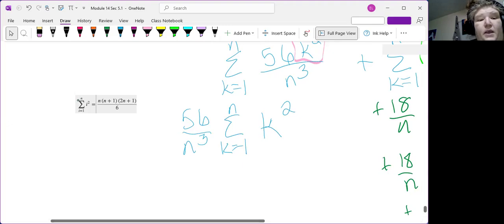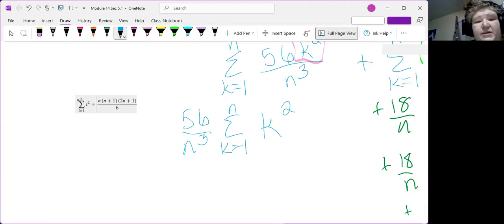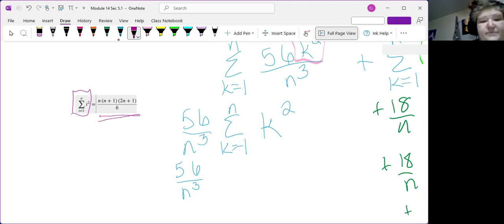So, boom. Whether it's an I or a K doesn't matter because notice the I's don't show up in the end result. As long as we are starting at 1, we get this result for any n. So I'm going to keep my 56 over n cubed. And this is saying the entire sigma of things squared is this entire thing. So I'm going to put some brackets and write that entire thing.